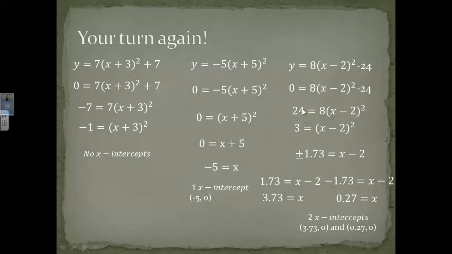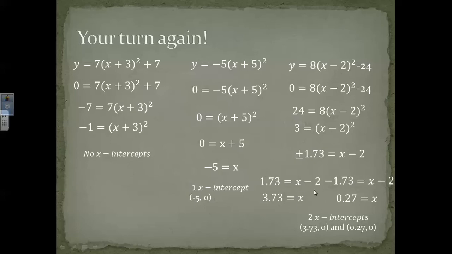If we look at the third example here, plug 0 in. We have to add 24. We have to divide by 8. Now, once again, this is a positive number. I take the square root of that positive number, so I get 2 answers, plus or minus 1.73. So I have 1.73 equals x minus 2, and negative 1.73 equals x minus 2.